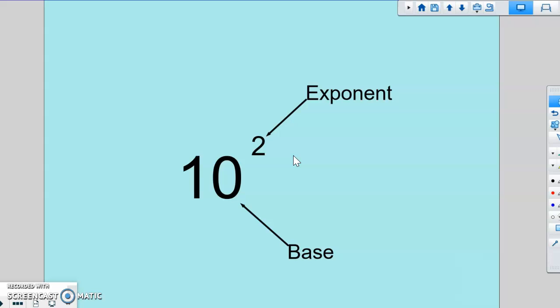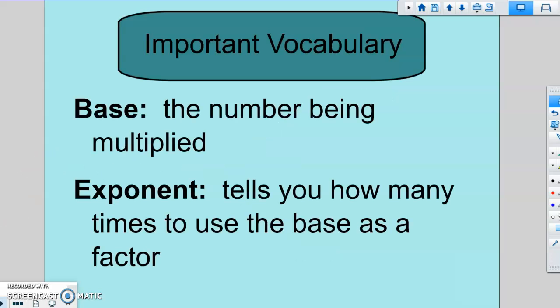And then the big number, the 10 that we're looking at right now, is what is called a base. So definitely write those down in your notes. A base is the number that is being multiplied. The exponent tells you how many times to use the base as a factor.